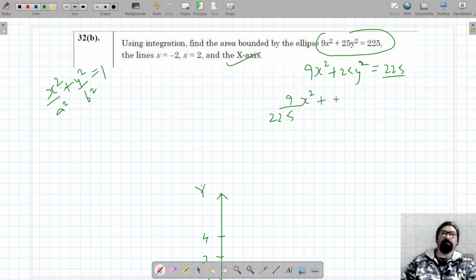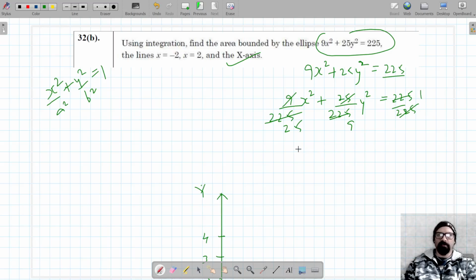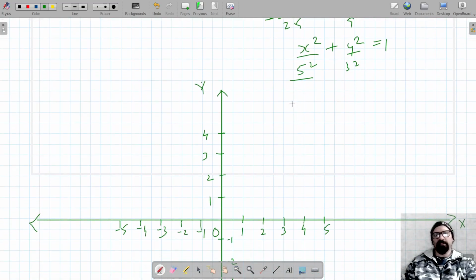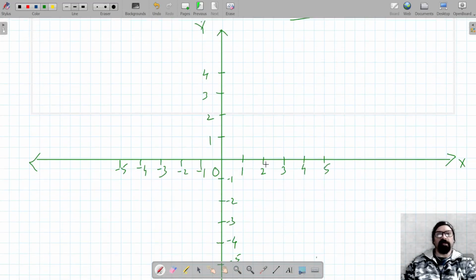So this is 9 by 225 x square plus 25 upon 225 by y square is equal to 225. Okay, so this is now 25, this is 9, and this divided by 225 is 1. So this is x square upon 5 square plus y square upon 9, which is 3 square, is equal to 1. And this is the length of the semi-major axis, that is a, 5 units.